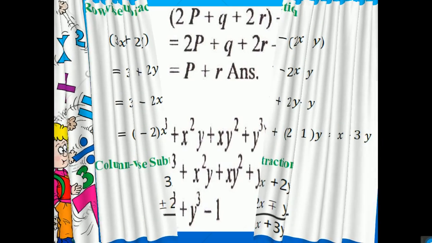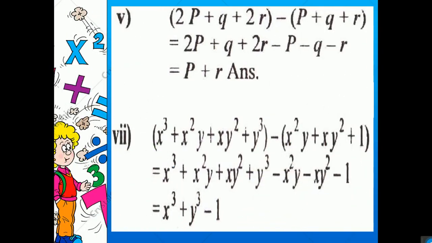Now it is exercise number 8.4. It's question number 1 part 5. Question is simplify, and these two algebraic expressions are given and between them there is a minus sign, and we have to subtract this algebraic expression from this algebraic expression. So first of all we will open their brackets.